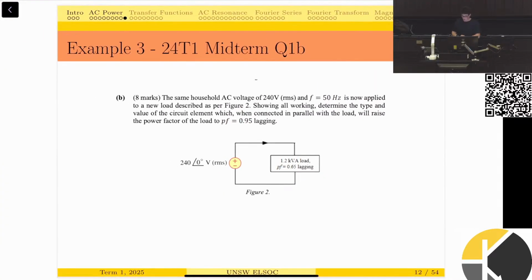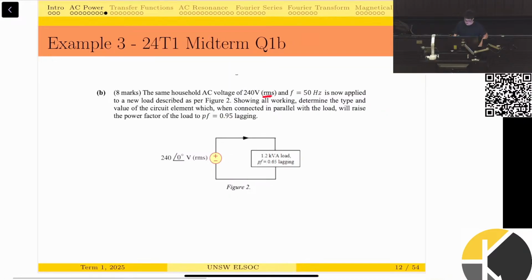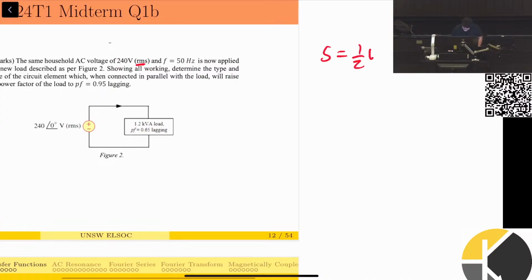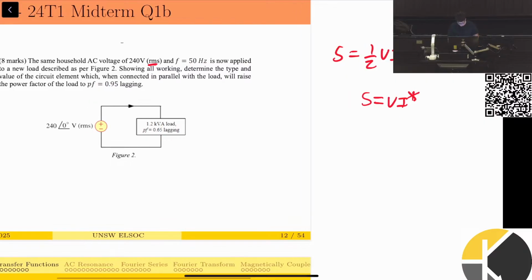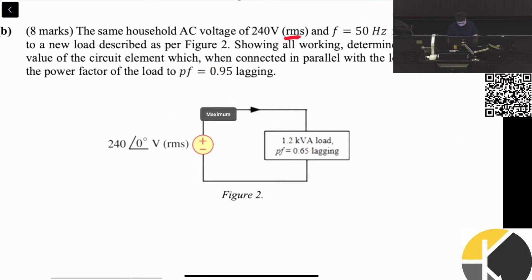Okay, what jumps out to you guys when you read this question straight away? Anything? When you read a question, you should be looking for certain things. Anything jump out? Yes, Otto, RMS. So the voltage that we're given is an RMS, which means that no longer is S half VI star. S is now just VI star. Be very careful with this. You can easily make this mistake. It's definitely happened to me more than one time.